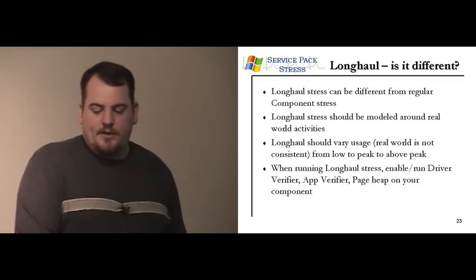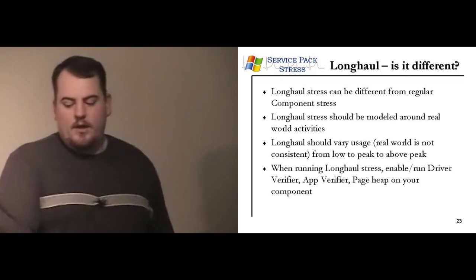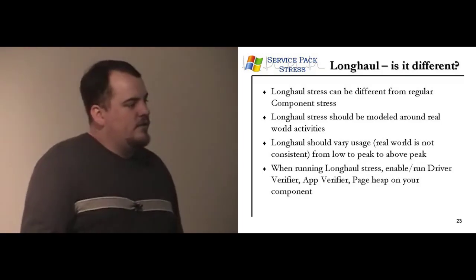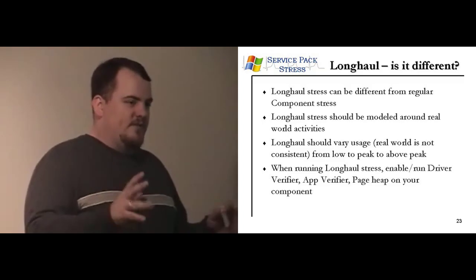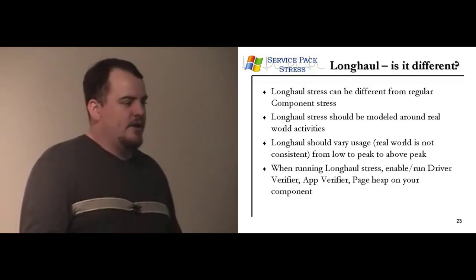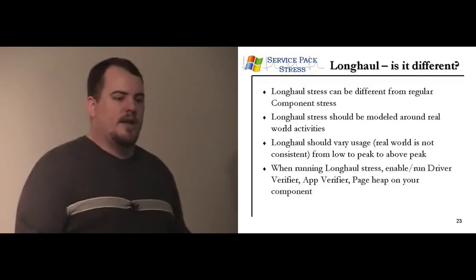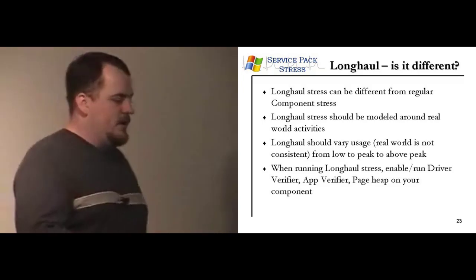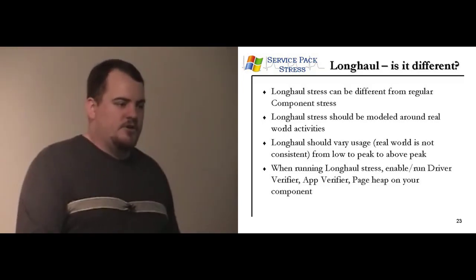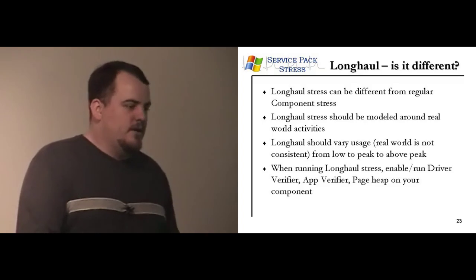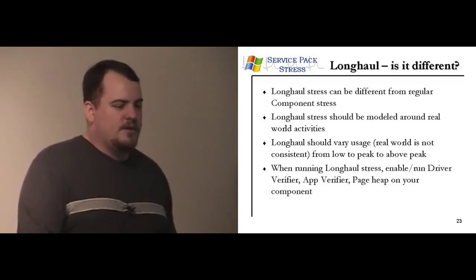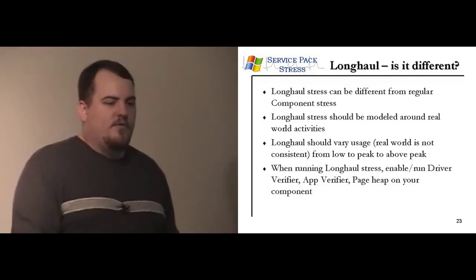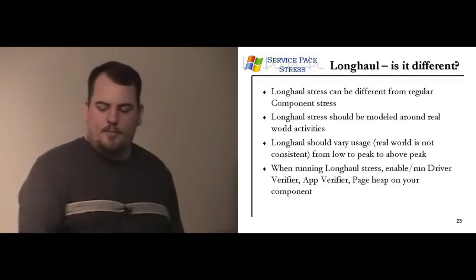And this can be different from component stress. It should be modeled more around real-world environments. Stress on the client, as you saw, is all these different apps running. That's not really real world, you're not doing that at home where you're running 40 different apps all at the same time. Long haul stress is if your machine is supposed to be a RAS server, for example, you're just going to be accepting RAS calls. You're not also going to be playing streaming audio and other things that may take your bandwidth. You want to dedicate that machine. So that's kind of what long haul is doing. You're going to dedicate it for what its purpose is. It's not a multi-purpose system.